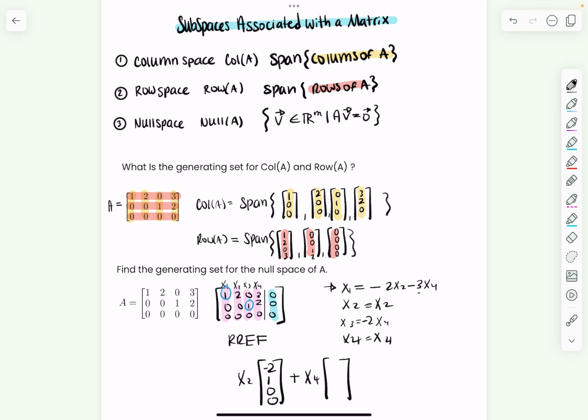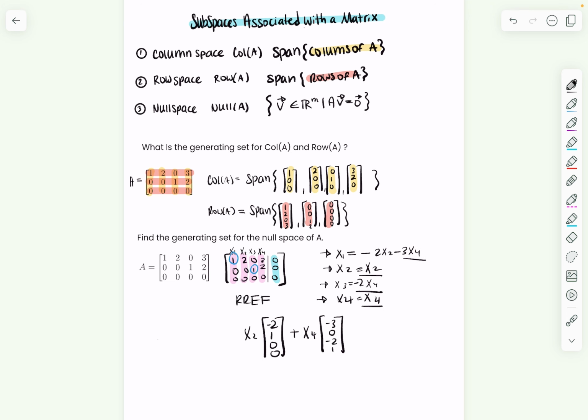Then you do the same thing for x4. For the first row, how many x4s do I see? -3. How many x4s do I see? 0. How many x4s do I see? -2. How many x4s do I see? 1. And then you say that your null space is equal to the combination of these two vectors and the x2 and x4 variables, which are free to be anything, which is why they're called free variables.